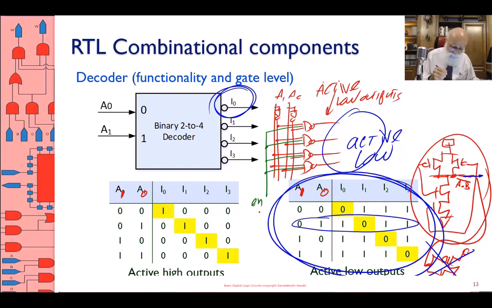If this input is 0, the circuit is not enabled. All the outputs are inactive. That means they are 1s. If enable is 1, then the circuit is enabled. Okay? My outputs are active low.